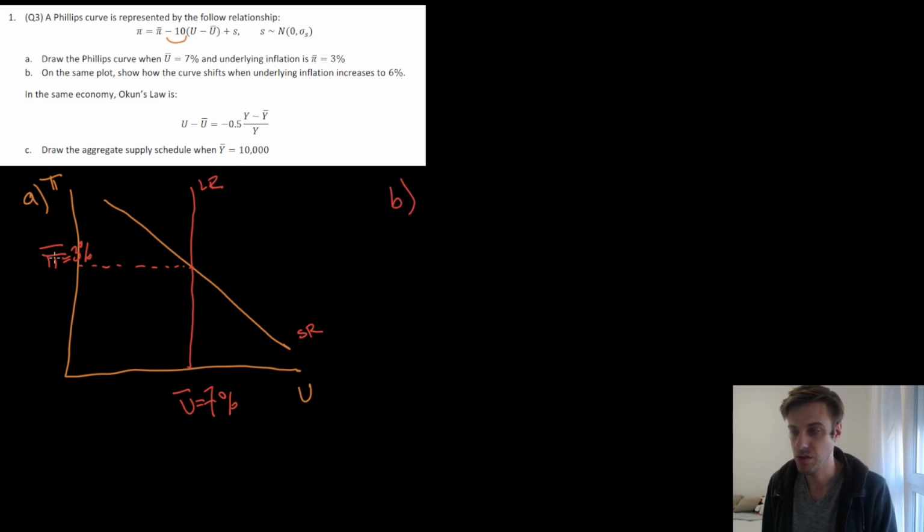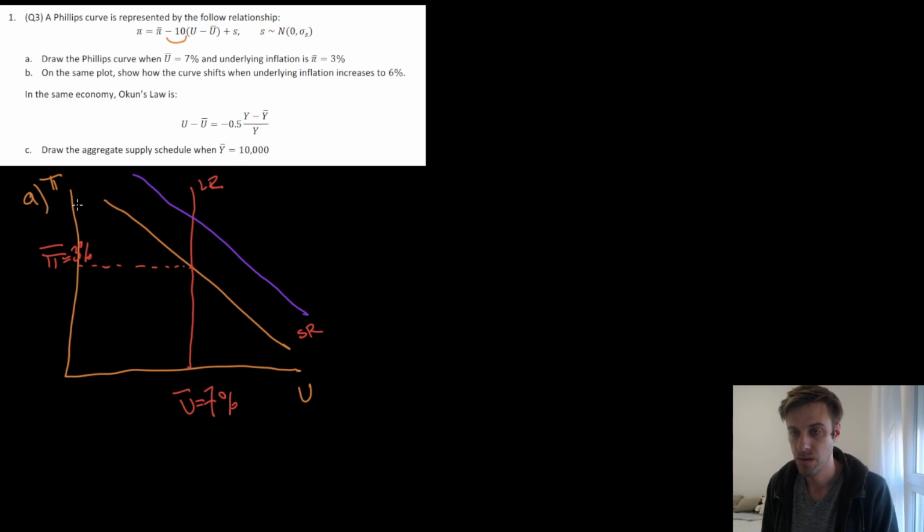Okay, B, it asks us to do a shift, change colors. Well, it says do it on the same plot, so do it on the same plot. When underlying inflation increases to 6%. So underlying inflation increases, that's going to be shifting the curve right.